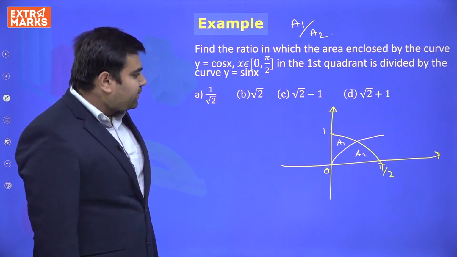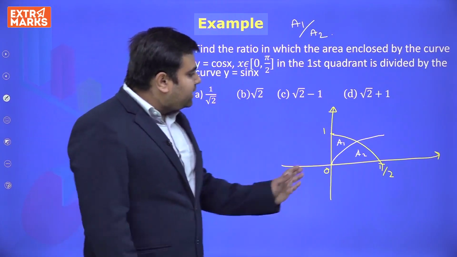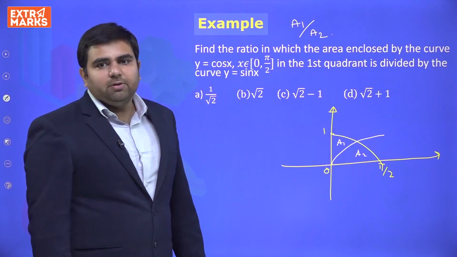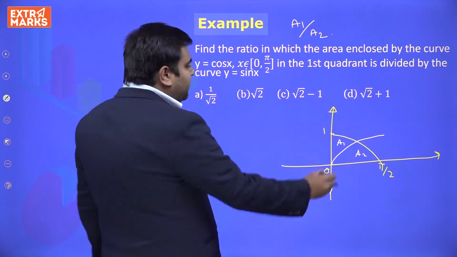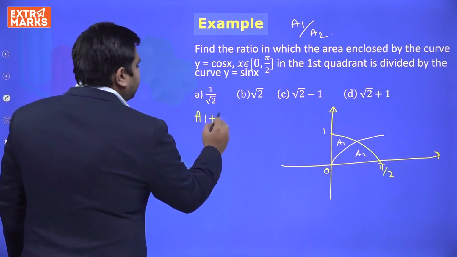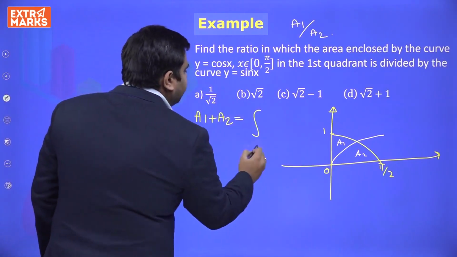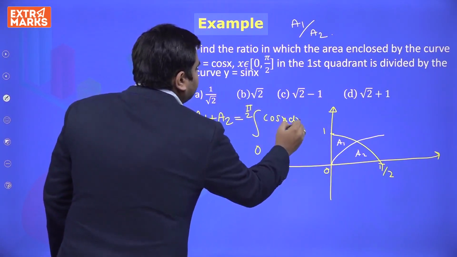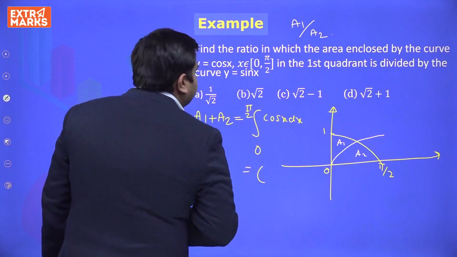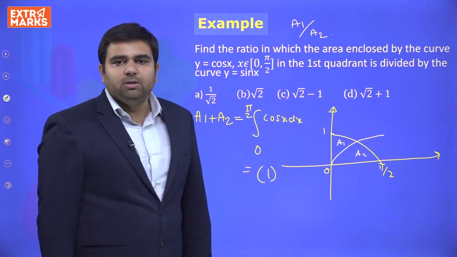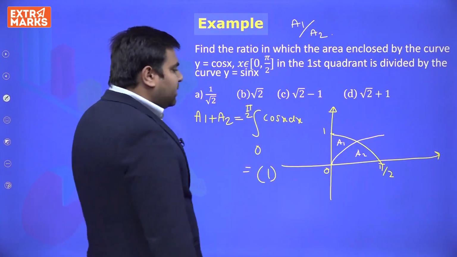Firstly, once I calculate this whole area and once I calculate this a2, I can easily get a1, right? Because a1 plus a2 is nothing but the simple integration of 0 to pi by 2 cos x dx, which is sin x, sin pi by 2 minus sin 0, which is 1. So a1 plus a2 is 1. Now how to calculate a2?